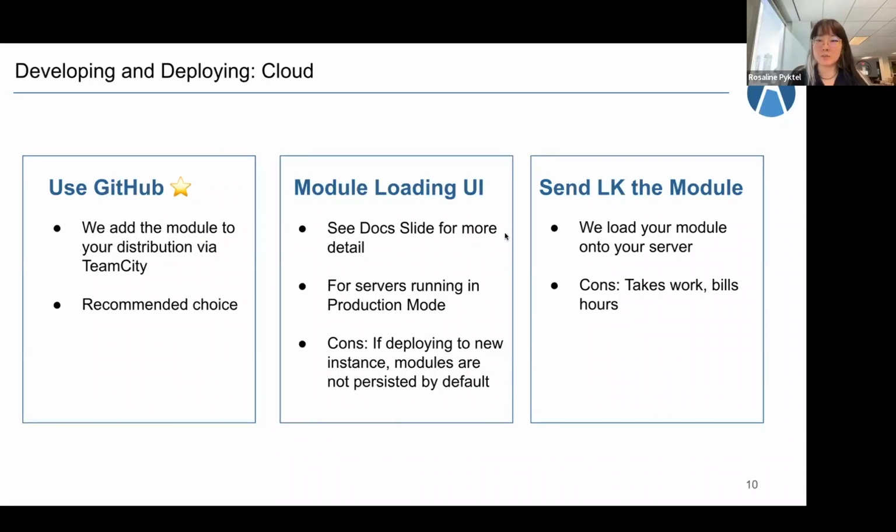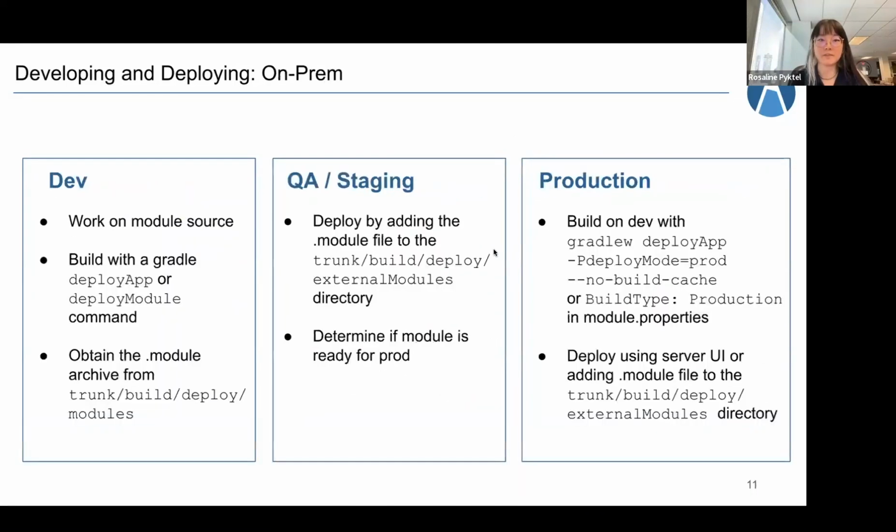Moving on to on-prem servers then. For on-premises servers, here's a workflow. The columns here are not options, but a progression of server types. We start with the dev server, where you're working on the module source files. Once you want to move on to QA or staging, you can then build the module with the deploy app or deploy module commands. This will package the module into the .module archive for you, which you can obtain from the path here.